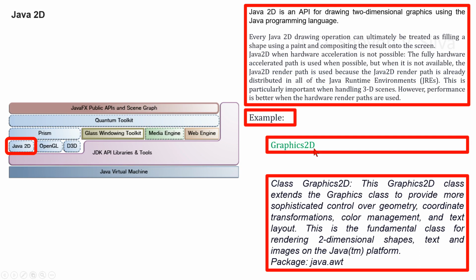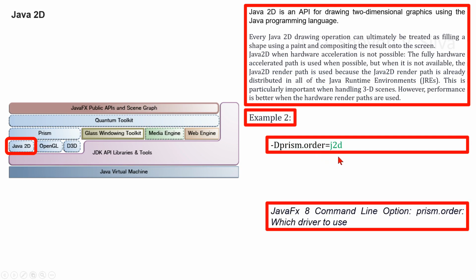As an example too, we can consider this JavaFX command line option. This configuration basically, here prism.order implies which drivers to use. Here you can see J2D, Java 2D.